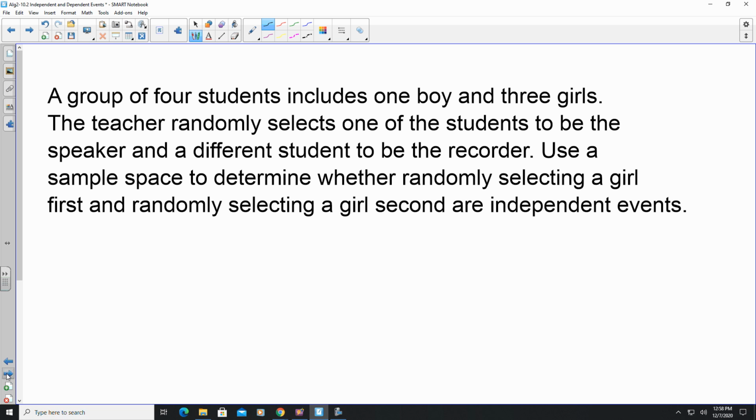So in this example, are they independent events? Yeah, because there's more than one girl in the group. There's at least more than 2 girls in the group, so there's 3. So there's the possibility of having more than one girl being the first and second choice.